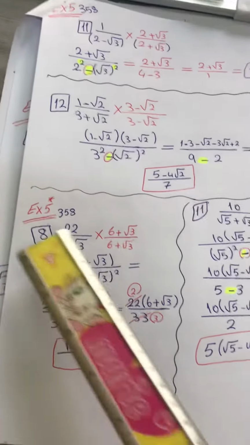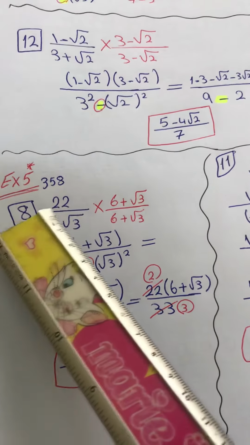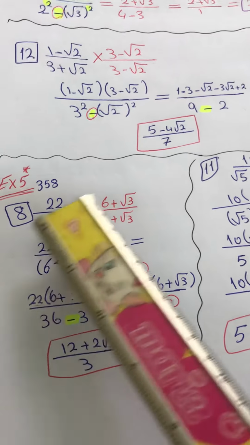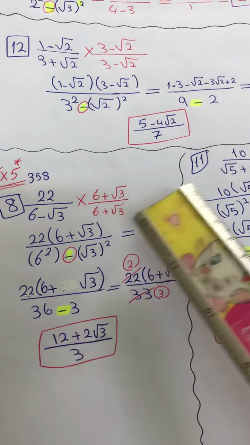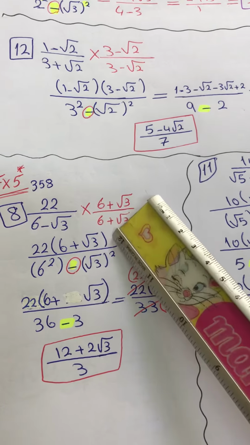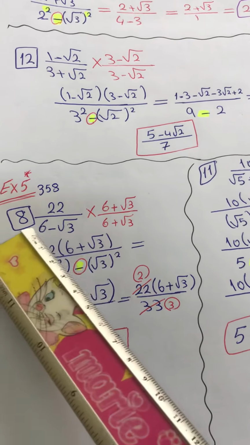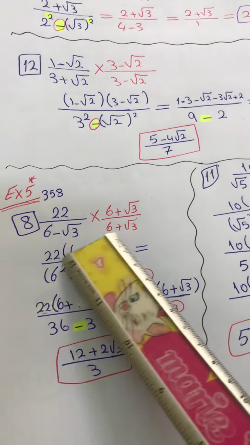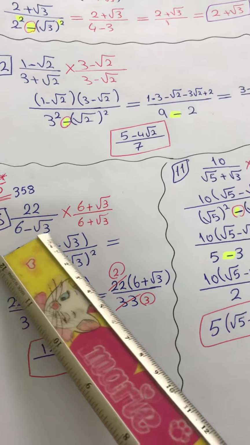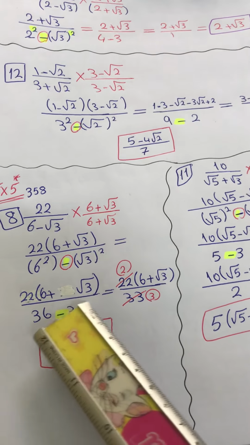I am still in exercise 5 star now, page 358. Question number 8. I have 22 over 6 minus square root of 3. As we said, I'll multiply by 6 plus square root of 3 up and down. Okay, so up 22 times open brackets 6 plus square root of 3 like this. And down you have two brackets, one positive and one negative, so it will be the first squared, which is 6 squared, minus the second squared like this. This will be 36 minus 3 down, so it will be 33.